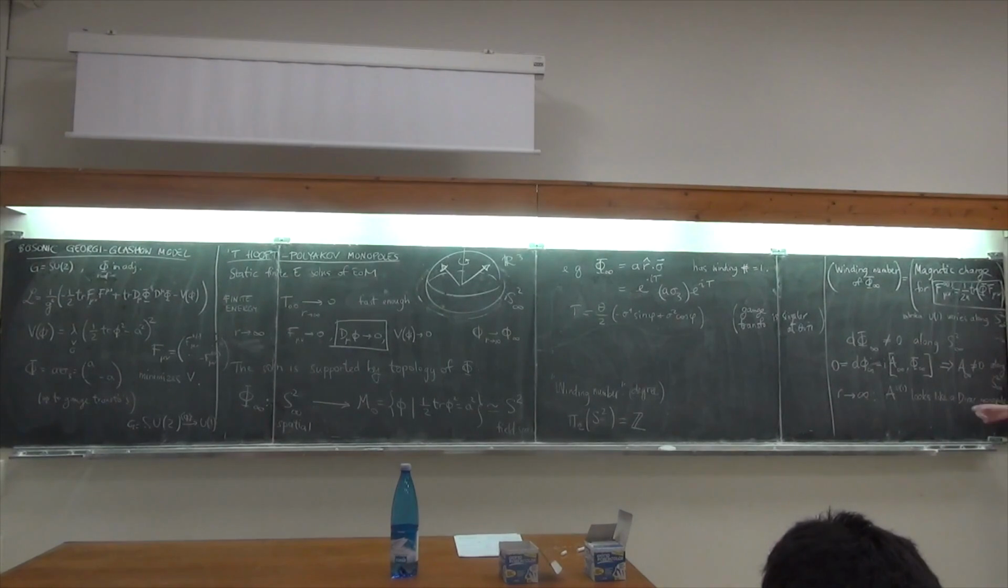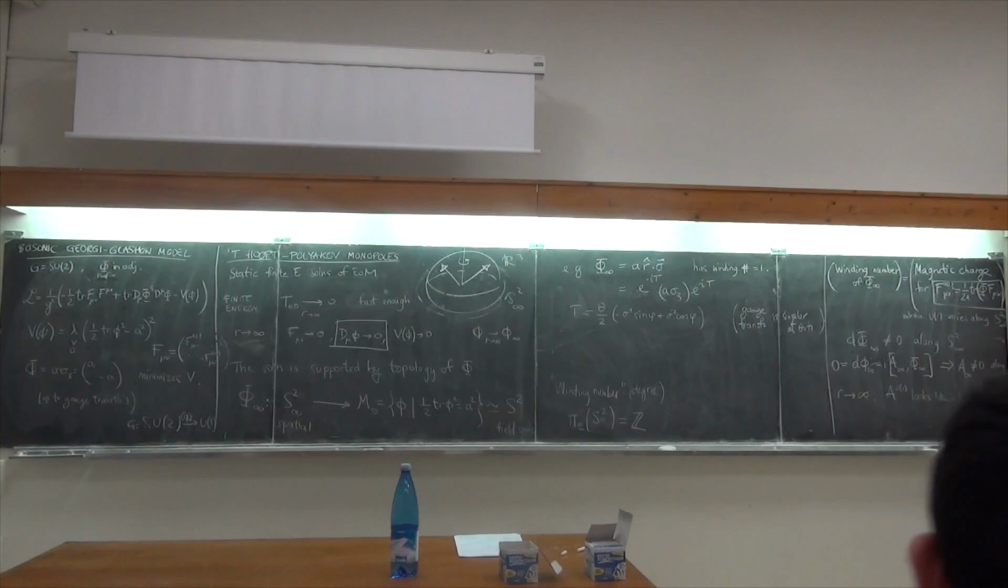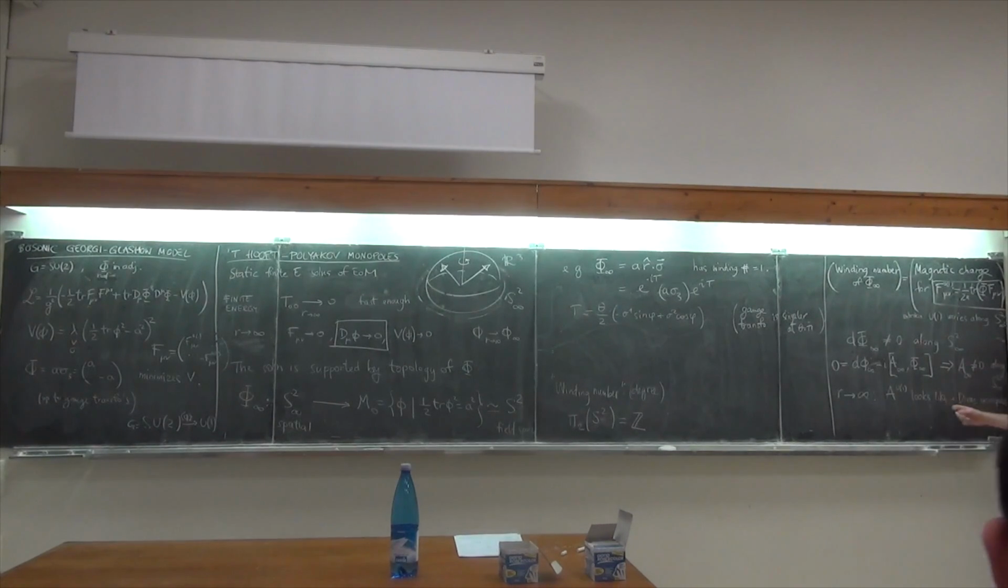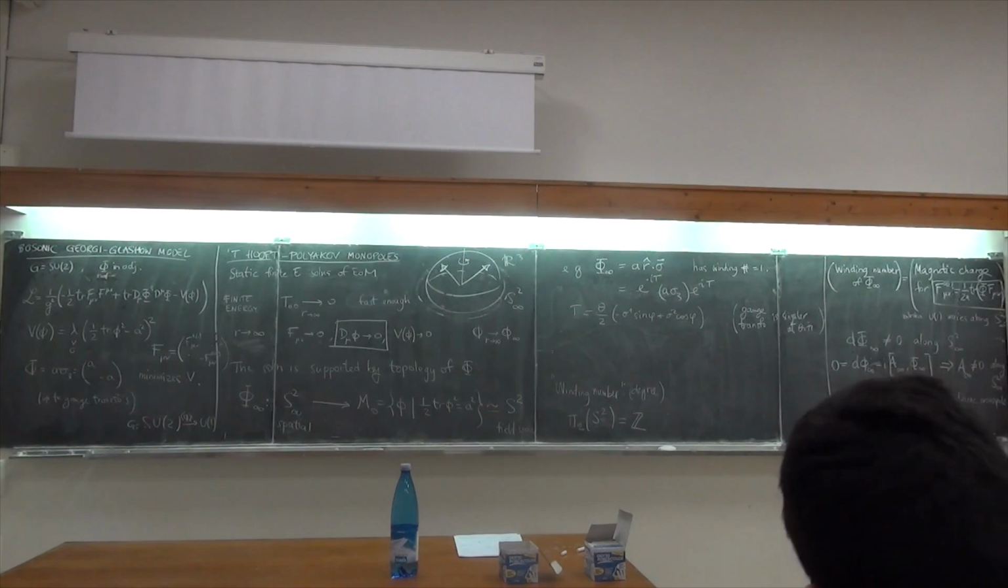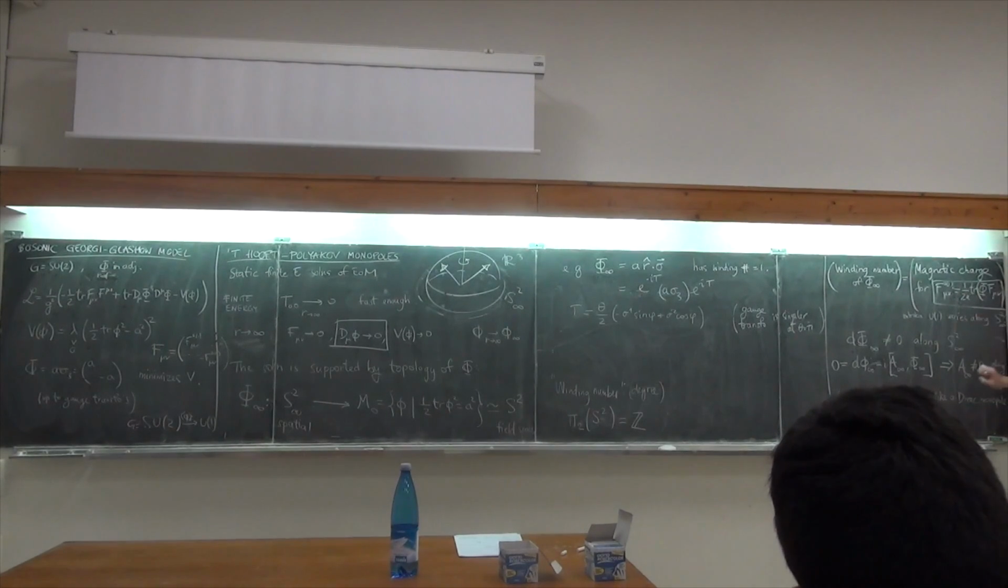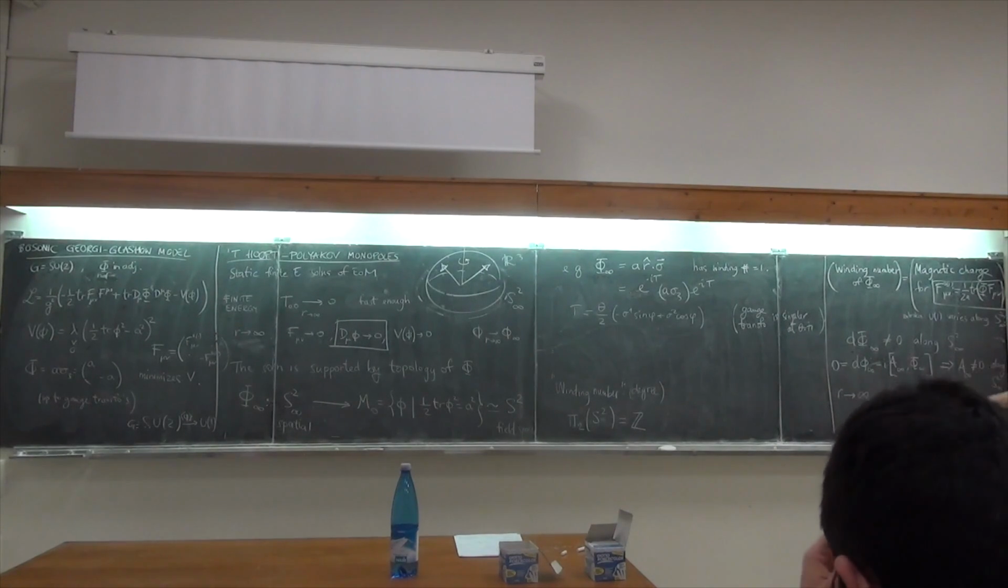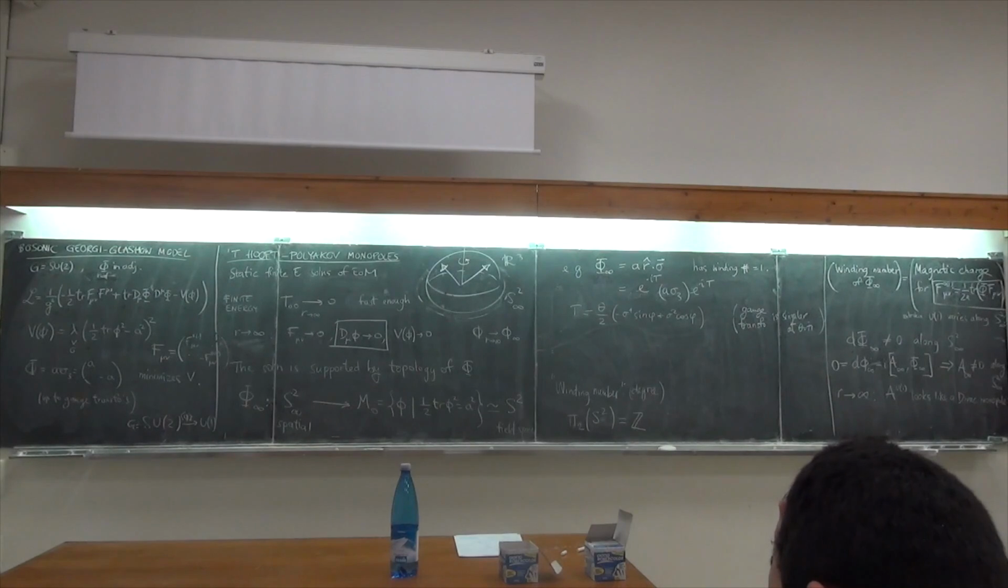I'm not going to derive it now, but it's a simple exercise. You can find this in all the reviews. So the U1 part of the SU2 gauge group, particularly the U1 part which is unbroken, has a field configuration at infinity which looks like a Dirac monopole, so it will carry magnetic charge.